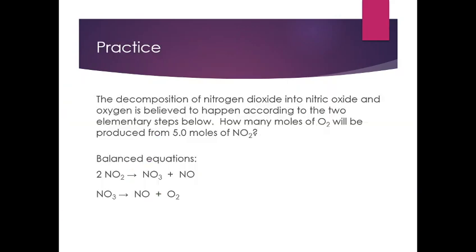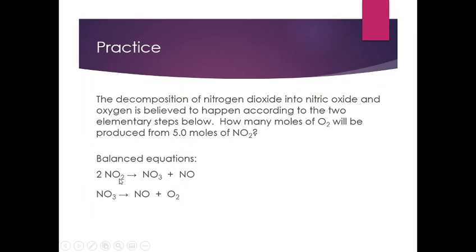Let's answer another question with another practice. The decomposition of nitrogen dioxide into nitric oxide and oxygen is believed to happen in a two-step process. Now I want to know how many moles of O2 will be produced from 5.0 moles of NO2. The problem is that I'm giving you information about moles of NO2, which is all great because it's sitting right there. But my question is, how many moles of O2?